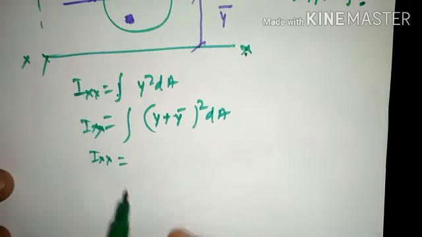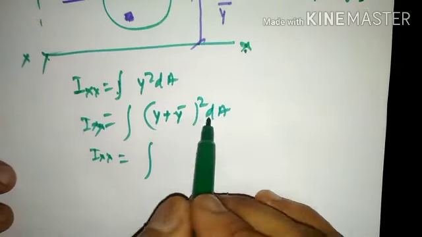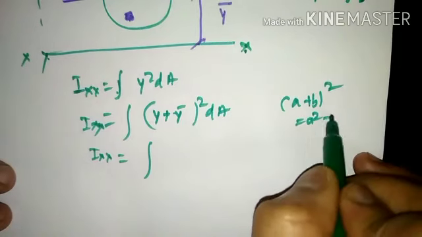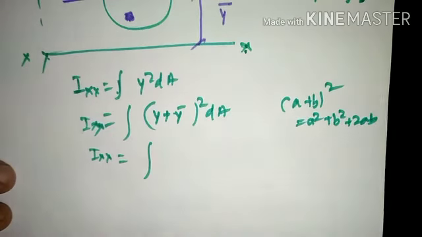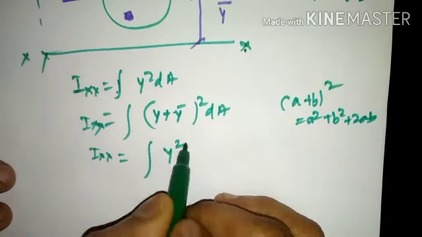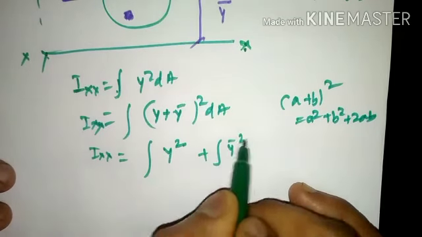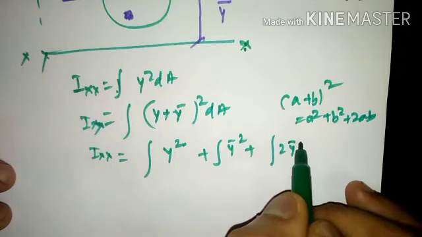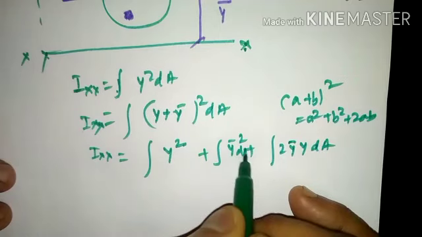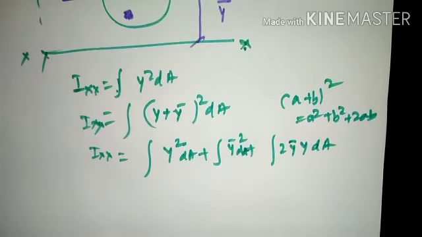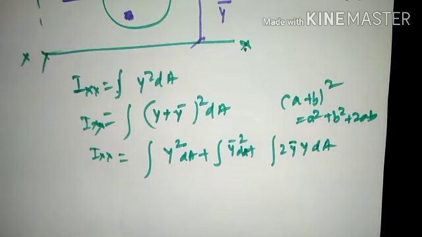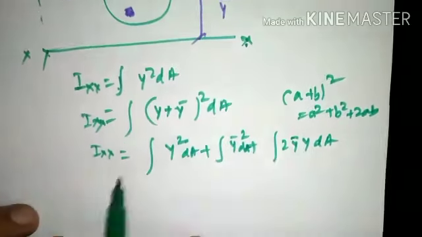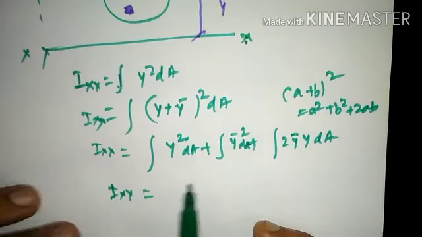So Ixx would be integration. You can expand this term as (a plus b) the whole square, which will be a square plus b square plus 2 times ab. Likewise, when I expand this, it will be integration y square plus integration y bar square plus integration 2y y bar y dA. So everywhere dA shall come into the picture. Now we need to consider these terms so that we shall have the final form of the moment of inertia with respect to Ixx.